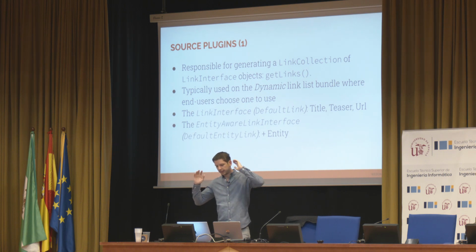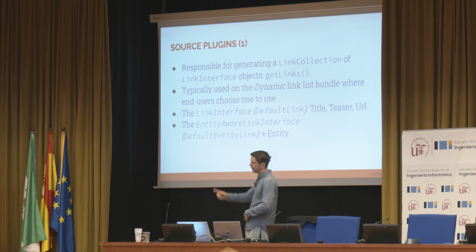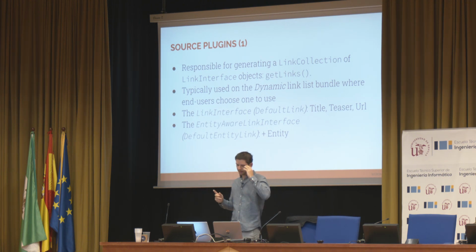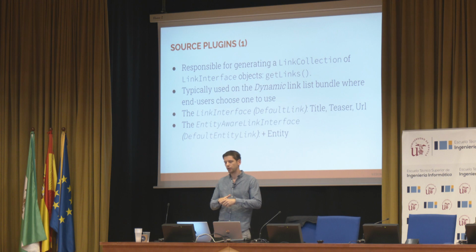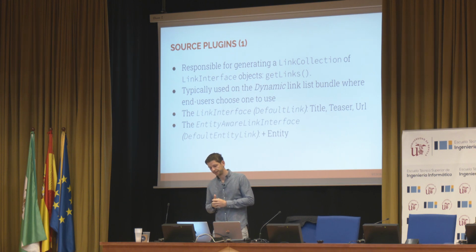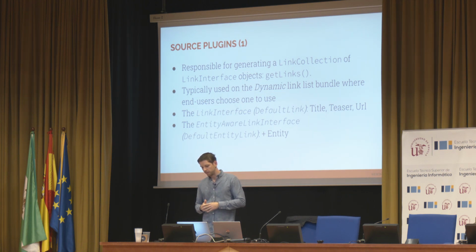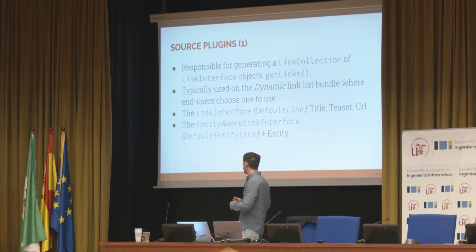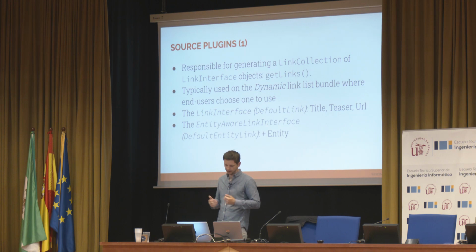And this link interface is the main thing representing one link. It has three data points on it: a title, a teaser, which is an array because we can also talk about render arrays, markup, things like that, so it's not just a string, and the URL object. So this is the simplest manifestation of a link. And the default implementation is the default link class, which is a simple thing that implements that interface and stores that data.